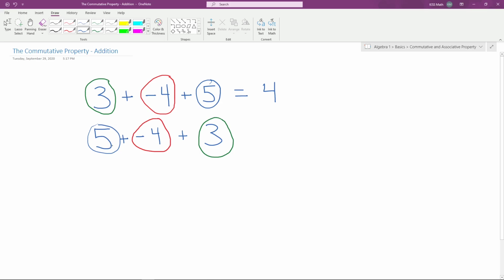And if I calculate this new equation, this would be 5 plus a negative 4, which is 1, plus 3 is 4. I could also move this negative 4 to the front, move this 5 to the middle and keep the 3 there. And if I calculate that, that would be negative 4 plus 5 is 1, plus 3 is 4. They all give us the same answer.